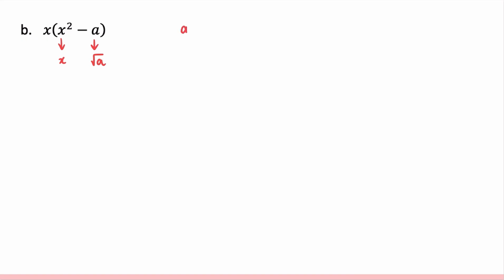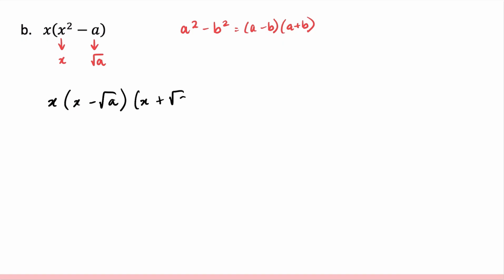So the formula we're using here is a squared minus b squared is equal to (a minus b)(a plus b). A bit confusing if I say my a term is x and my b term is root a, but the idea is that the first term will be the square root of the first number and the second term will be the square root of the second number. So we can go ahead and factorize this way again. So this will be (x minus root a)(x plus root a).